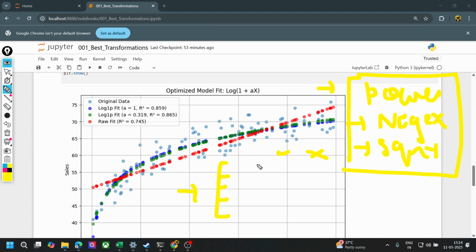But in a way, applying transformations help improve the linearity of the models, right? And even we could further improve the transformations, right? By playing around the hyperparameters that we have. So I think this was what I wanted to cover in today's video.